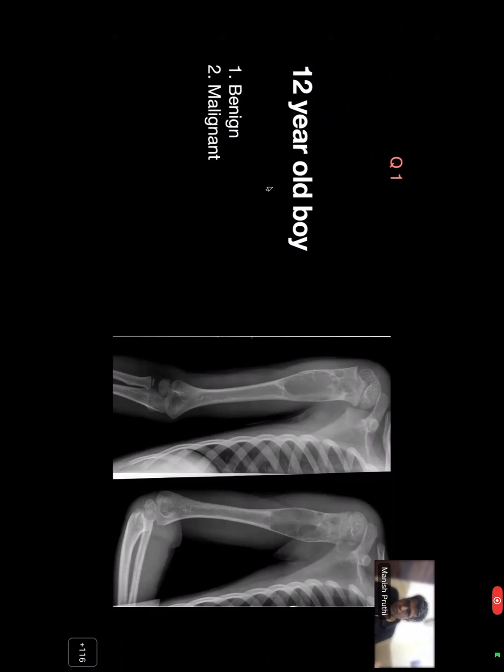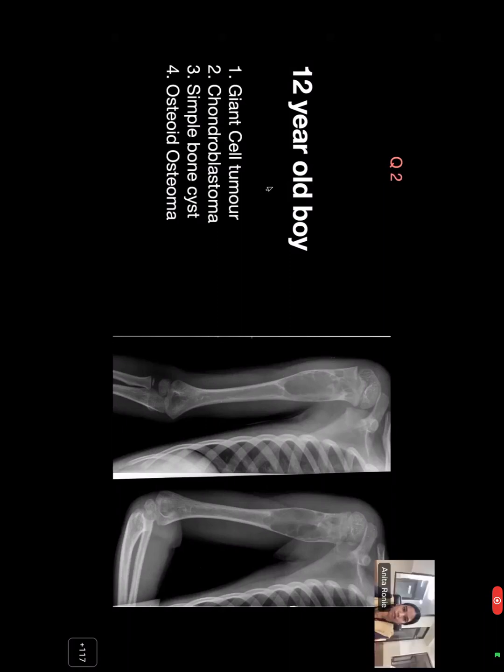So what do you feel, is it benign or malignant? Benign. Perfect. Why benign? Because it has a narrow zone of transition. We can actually mark the lesion below, and there is no periosteal reaction. So we are very clear that it is benign. Now the second question is, if it is benign, then what is the most possible differential? A giant cell tumor, a chondroblastoma, a simple bone cyst, or an osteoid osteoma?